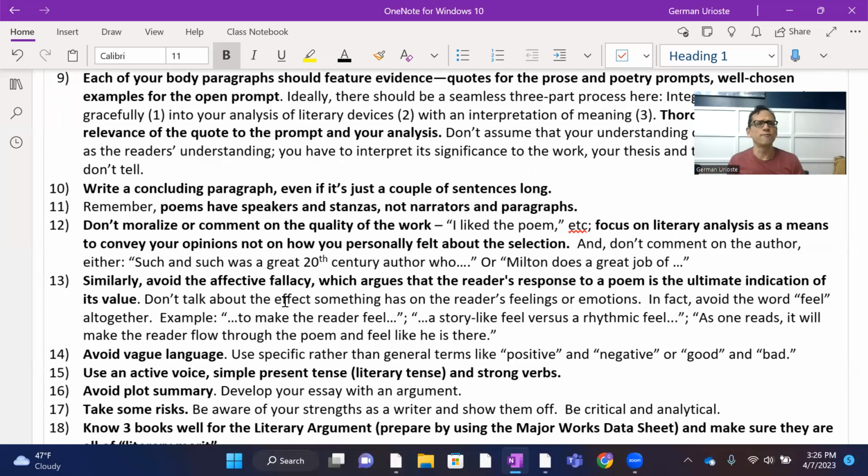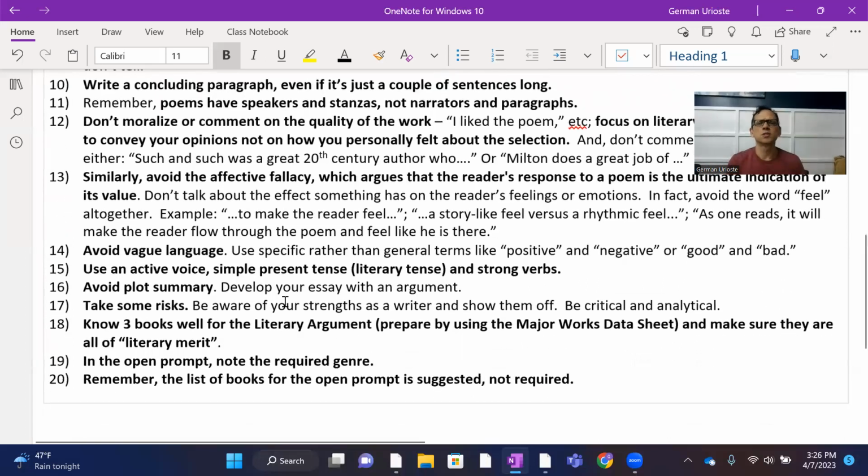And so I would avoid the word feel altogether, right? This passage really makes the reader feel, or there's a story-like feel. As you read, it makes the reader flow through the passage and feel like you're there. Those statements don't mean anything, right? Maybe that's the way you feel, but you can't make an argument on that. That's a subjective experience. Analysis is the careful consideration of evidence to articulate a viable claim. Avoid claims about the fuzzy reader's feelings and so on.